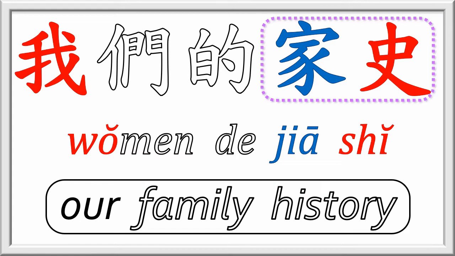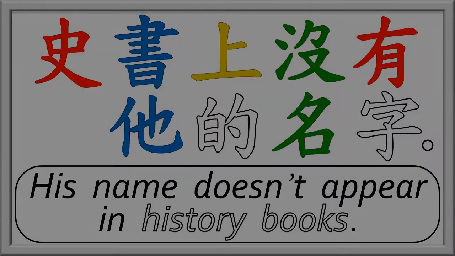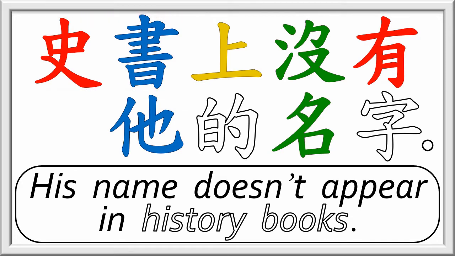It evolved from the hand holding a staff to include the duties performed, such as recording the degrees, exploits, and events involving the king. From this original meaning of a recording of the king's exploits, shi is now the standard term for recording of historical events, and not only those of the ruling family. For example, 我们的家史, our family history, and 史书上没有他的名字, his name doesn't appear in history books.